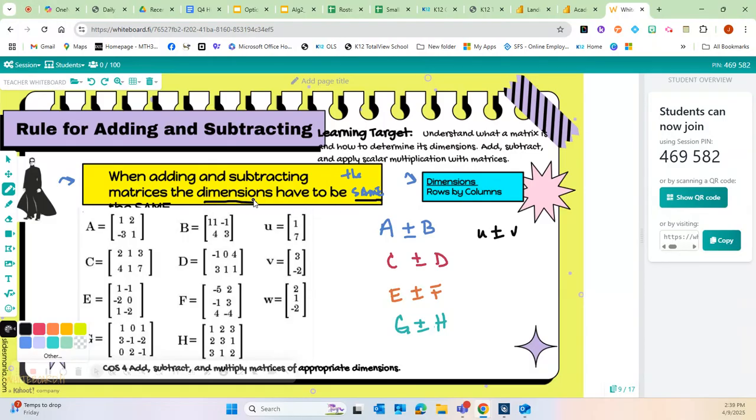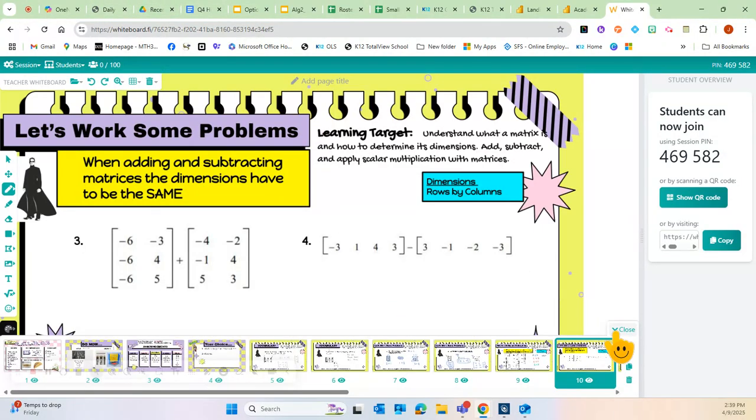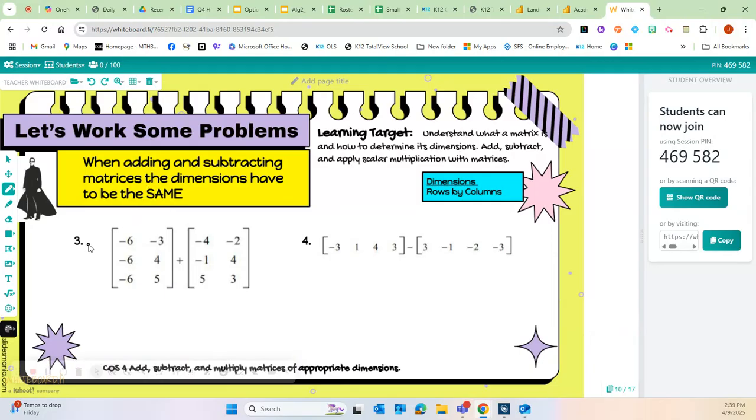In the next couple slides, we'll actually practice adding and subtracting. And it's not too bad. So in problem number 3, we have this matrix, and they're asking you to add it to this matrix. Sometimes it's possible if the dimensions are the same. Both of these are 3 rows and 2 columns, so it is possible. So you add the numbers that are in the same spot. So you're going to add the -6 with the -4. The -3 will be added to the -2.